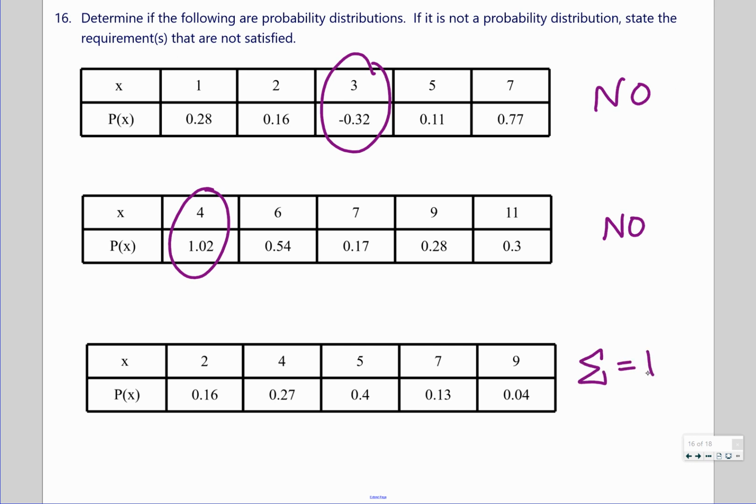And I get the sum is 1. So what does that mean? Yes. It's good. Okay.